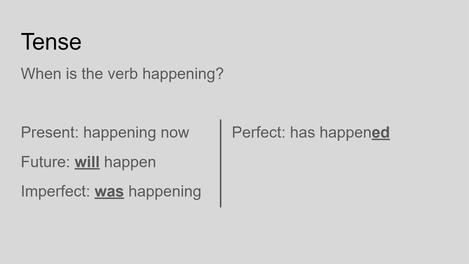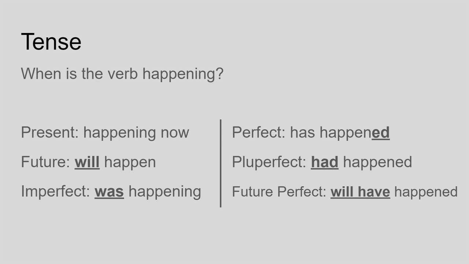The perfect tense means the verb has already happened. The pluperfect tense had happened, and the future perfect tense will have happened. And these 3 tenses use the perfect stem, which is the third principal part in a dictionary entry.